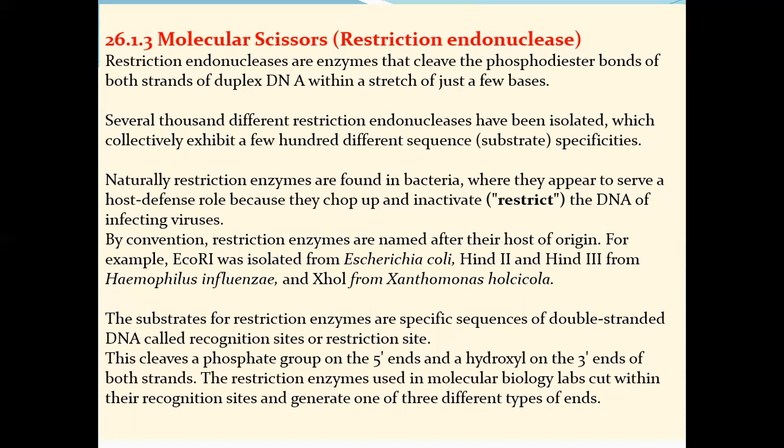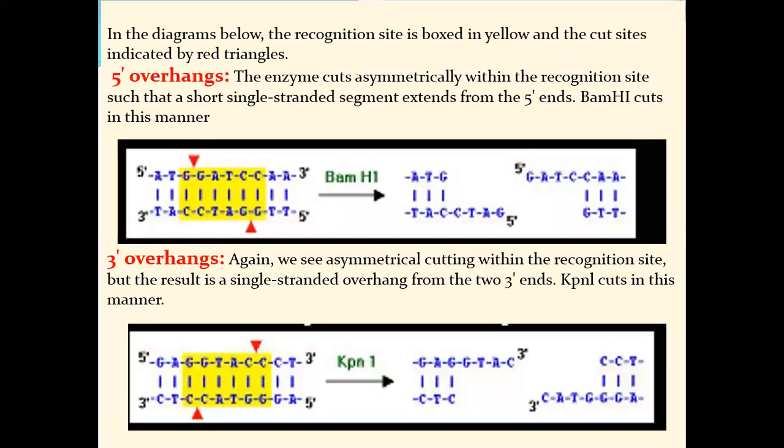ठीक है. The substrates for restriction enzymes are specific sequences of double stranded DNA molecule called the recognition sites or restriction sites. These cleave to leave a phosphate group on the 5' end and hydroxyl group at the 3' end of the both strands. The restriction enzymes used in the molecular biology lab cut within their restriction site and generate two different types of ends. अब यहाँ पर आप देख रहे हैं कि यहाँ पर 5' overhangs.